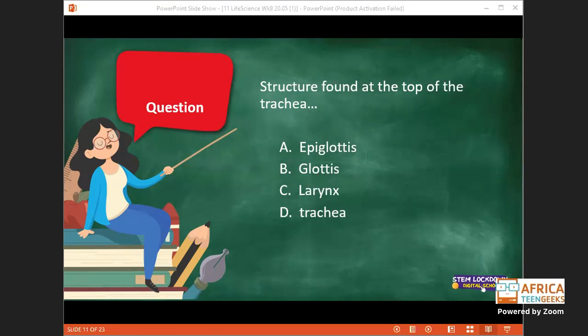Okay, I see the letter C is chosen from majority of you guys. Right, let's see what the answer is. And yes, it is the larynx. Remember, the larynx is the voice box. Okay, and the glottis is just the opening of the trachea, and the epiglottis is the covering of the glottis. Right, let us move on.